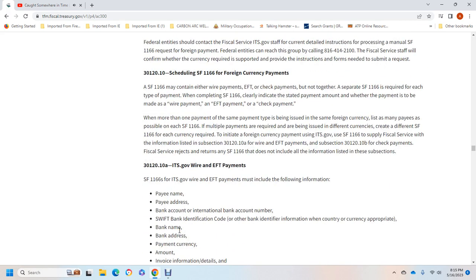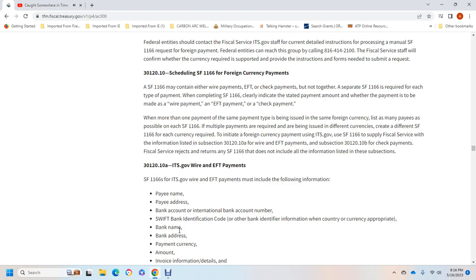Alright, Section 312010, Standard Form 1166 for foreign currency payments. The standard form 1166 may contain either wire payment, electronic funds transfer, or check payment, but a separate standard form 1166 is required for each type of payment. Complete standard form 1166 clearly indicating the payment amount, and whether the payment is to be made with wire payment, electronic fund transfer payment, or check payment. If more than one payment of the same type is being issued for the same foreign currency, list as many of the payments as possible on the standard form 1166. Multiple payments being issued for different currencies require a different standard form 1166 for each currency.